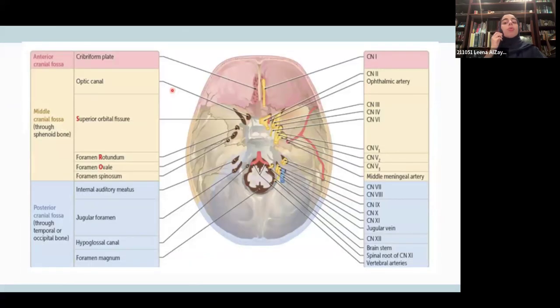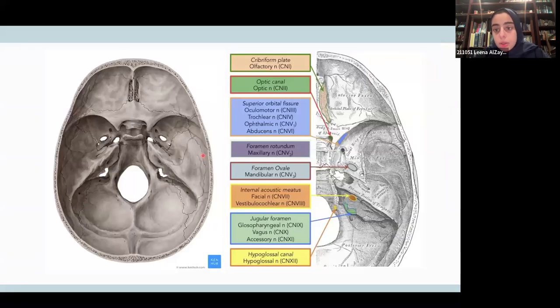Now we're going to talk about the insertions of the nerves. Okay, so first we have the cribriform plate. It's not relevant for us because the first cranial nerve comes out of it. But now if we go to the middle cranial fossa and the posterior cranial fossa, it's where we need to know stuff. I want this picture, it's better for me.